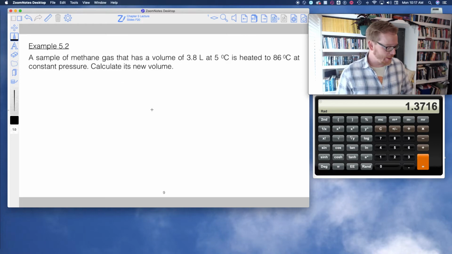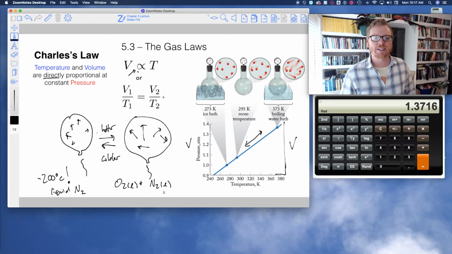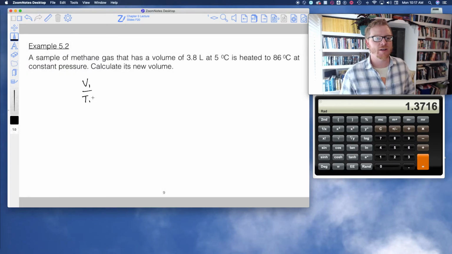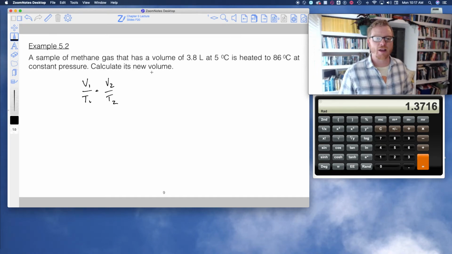So, another sample calculation. A sample of methane gas that has a volume of 3.8 liters at 5 C is heated to 86 C at constant pressure. Calculate the new volume. Once again, I can use these proportionality equations. Because of the proportionality, I can leave these in degrees C; I don't have to turn them over to Kelvin. Eventually we will have to turn our temperatures into Kelvin, and I'll tell you when. We're going to calculate the new volume, so let's make that V2, and multiply both sides by T2 to isolate that variable. Now that's T2 times V1 divided by T1 equals V2.